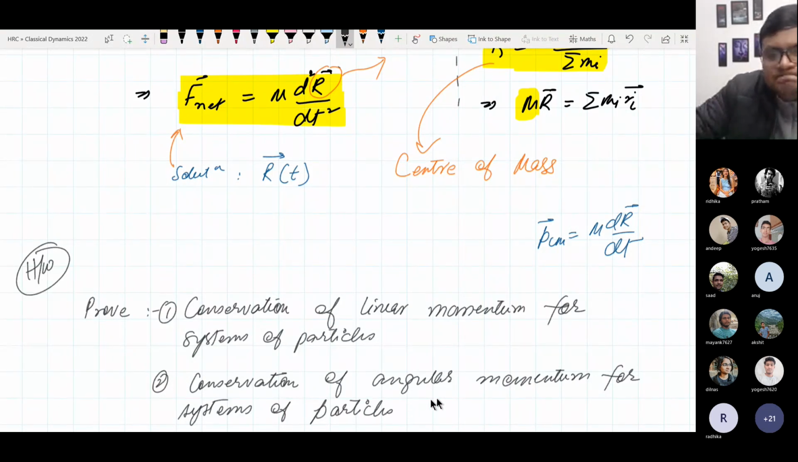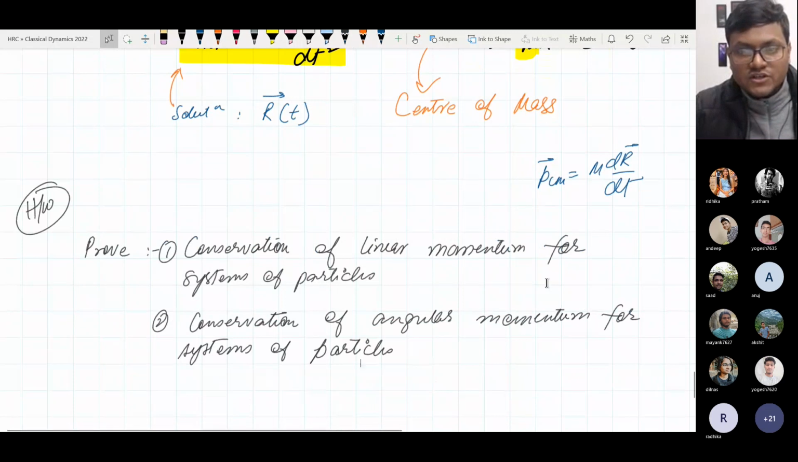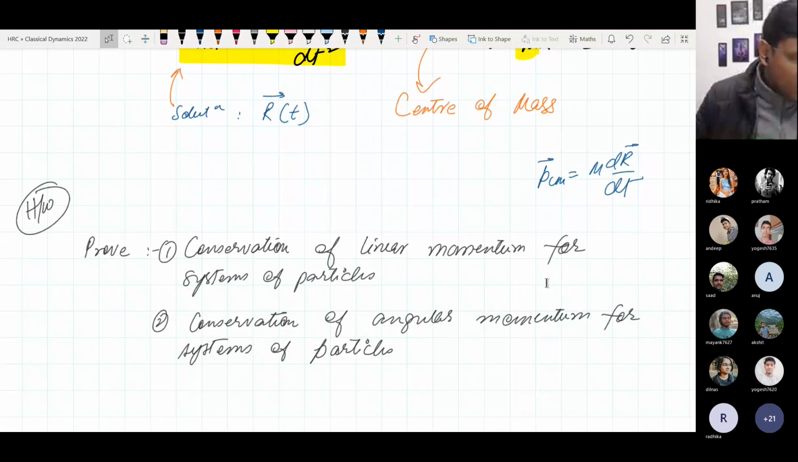Can you do that? Can you try at least? Absolutely, sir. Yes, sir. Conservation of linear momentum is not that difficult. It's very easy, but conservation of angular momentum for systems of particles is slightly tricky, so you'll have to look into it. Okay, what about conservation of mechanical energy?